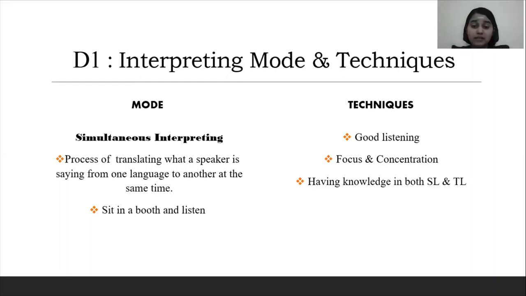Besides that, simultaneous interpreting mode also can be used for other types of interpreting, such as conference interpreting, judicial interpreting, public sector interpreting, and much more. So, the first interpreting technique is good listening. Good listening is playing a crucial role in the simultaneous interpreting.